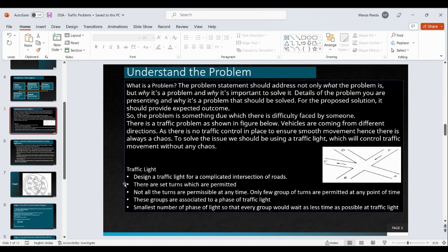Okay, before getting into the next step, what to do and what the program flow is and all those things, let us try to understand what a problem is. That is the most important part of any statement, any work you do. Like, what is a problem? The problem statement should be addressing not only what, but why it is a problem. Why is it important to solve it?